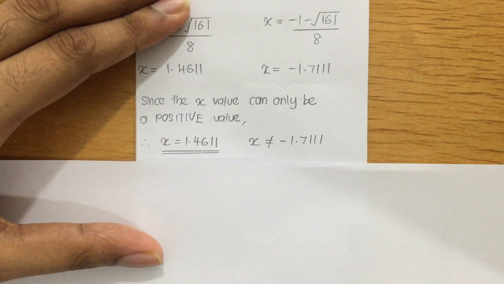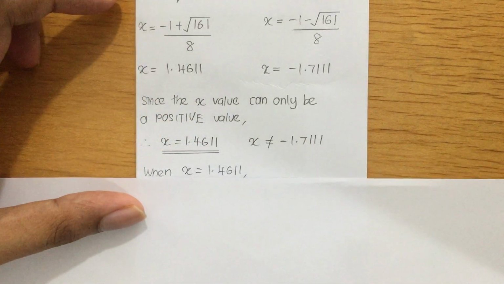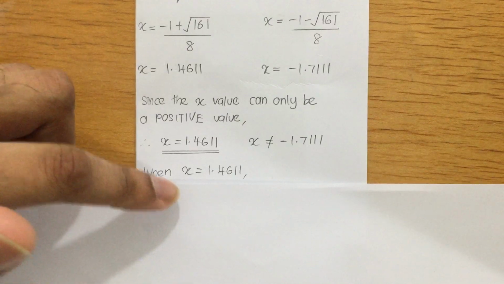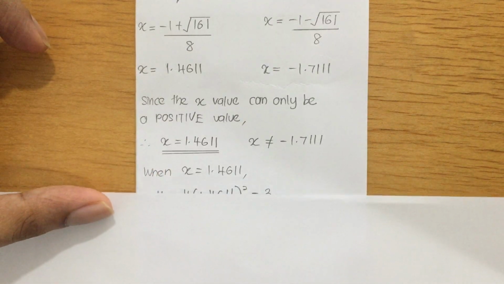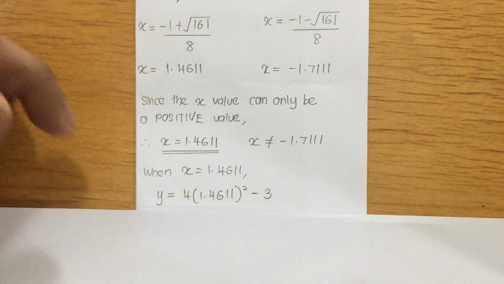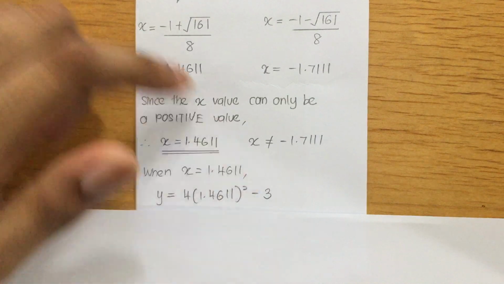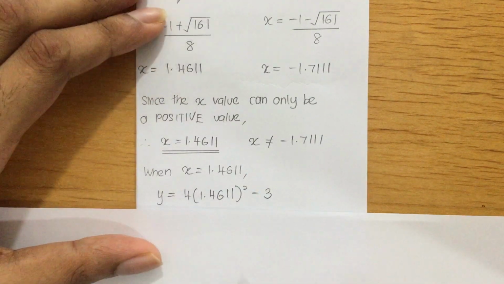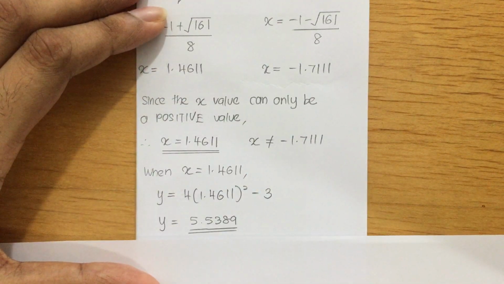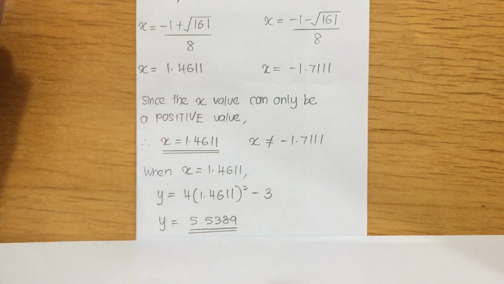So you have an x value over here. So you need to find the y value. It's like a normal simultaneous equation, guys. So once you have the x value, you need to use that x value to substitute back into the original equation. So when x equals 1.4611, y equals, I substitute into the third equation, guys, 4 in a bracket 1.4611 square minus 3. So from here you get your y is equals to 5.5389. Okay, you get your x and y answer here.